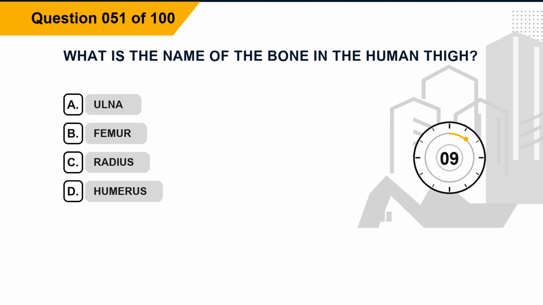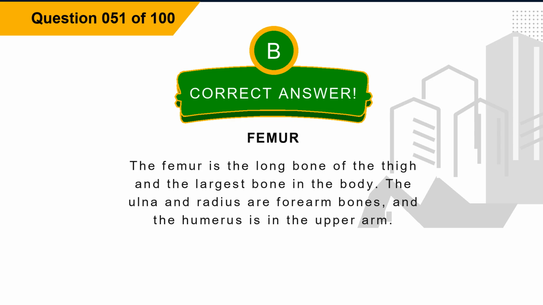Question 51. What is the name of the bone in the human thigh? Option A, ulna. Option B, femur. Option C, radius. Option D, humerus. The correct answer is option B, femur. Explanation. The femur is the long bone of the thigh and the largest bone in the body. The ulna and radius are forearm bones, and the humerus is in the upper arm.